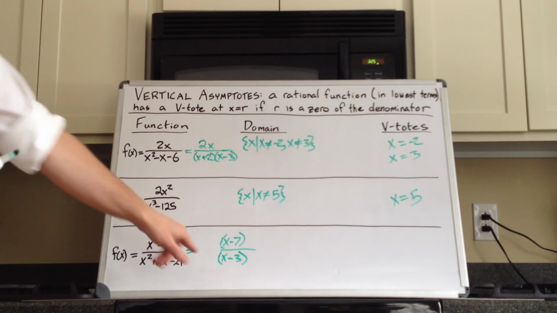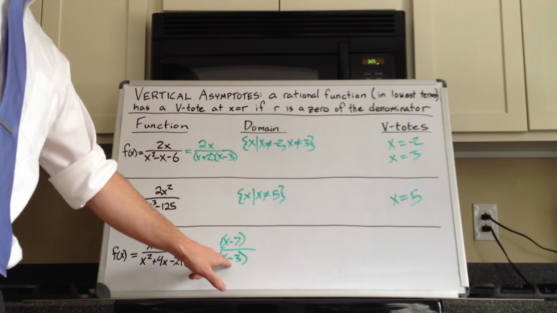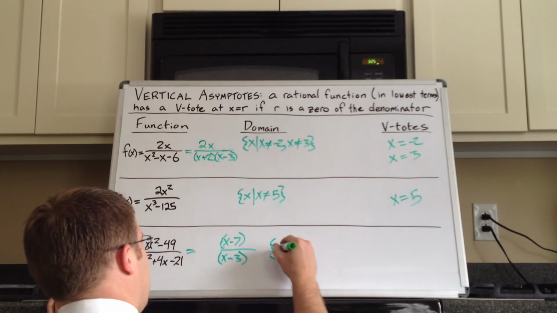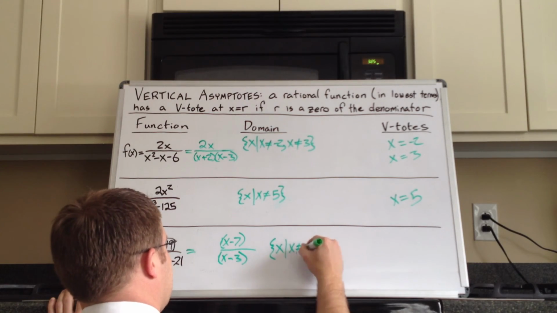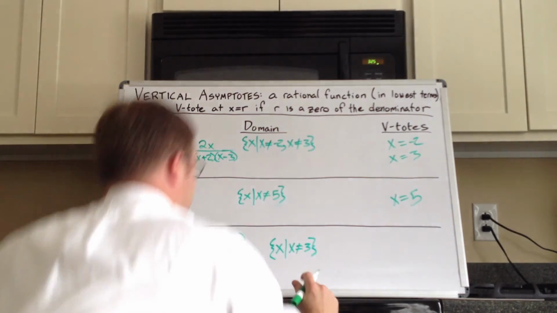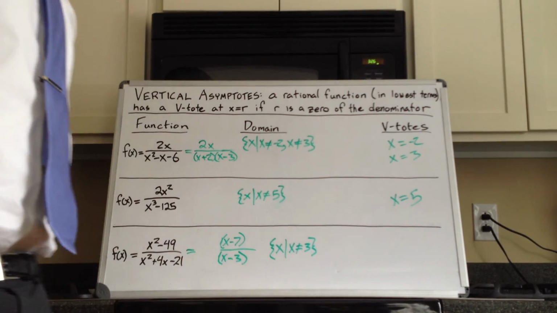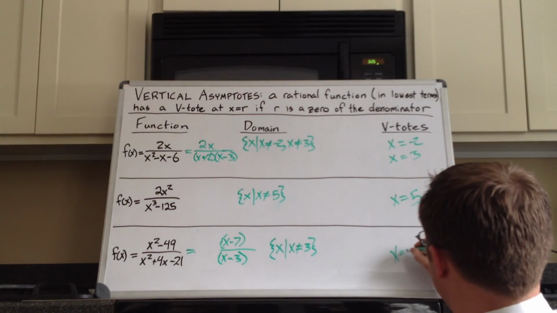So we need to figure out where the denominator would be equal to 0. That's going to be 3 because 3 minus 3 is 0. So our domain is going to be all x such that x is not equal to 3. And then we'll have a vertical asymptote at x equals 3 because that's where the function is undefined. So this is our last vertical asymptote.